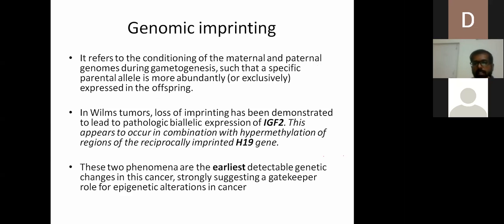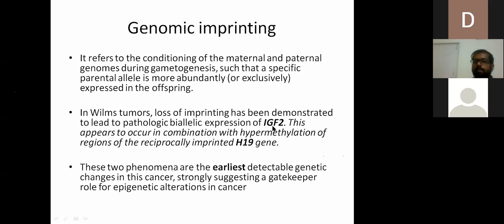Genomic imprinting. So next, it's one more type of epigenetic way of causing cancer. Here, conditioning of the maternal and paternal genomes occurs during gametogenesis itself, such that a specific parental allele is more abundantly expressed in the offspring. For example, a maternal or a paternal, exclusively most of the genomes are derived from one particular parent. For example, in Wilms tumors, this loss of imprinting has been demonstrated, leading to a pathological expression of IGF-2.